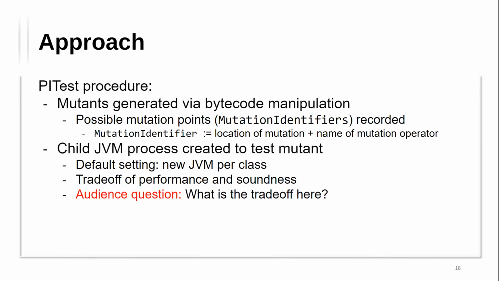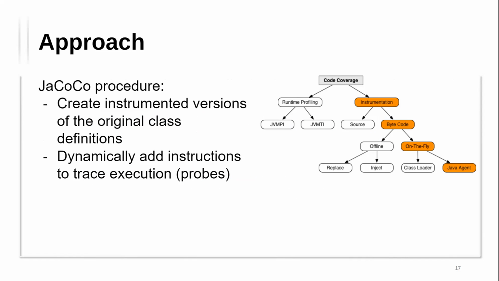Next we talk about how PIT does. Please be more specific on the tree, right? Yeah. So the tree here is just talking about the different kinds of coverage, and the orange nodes indicate the kind, specifically the kind that PIT does.